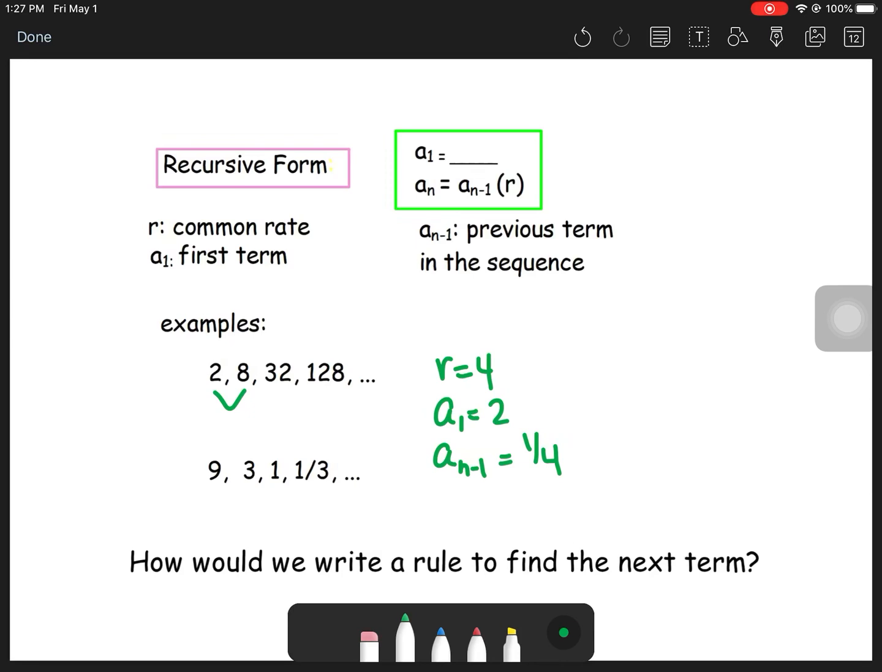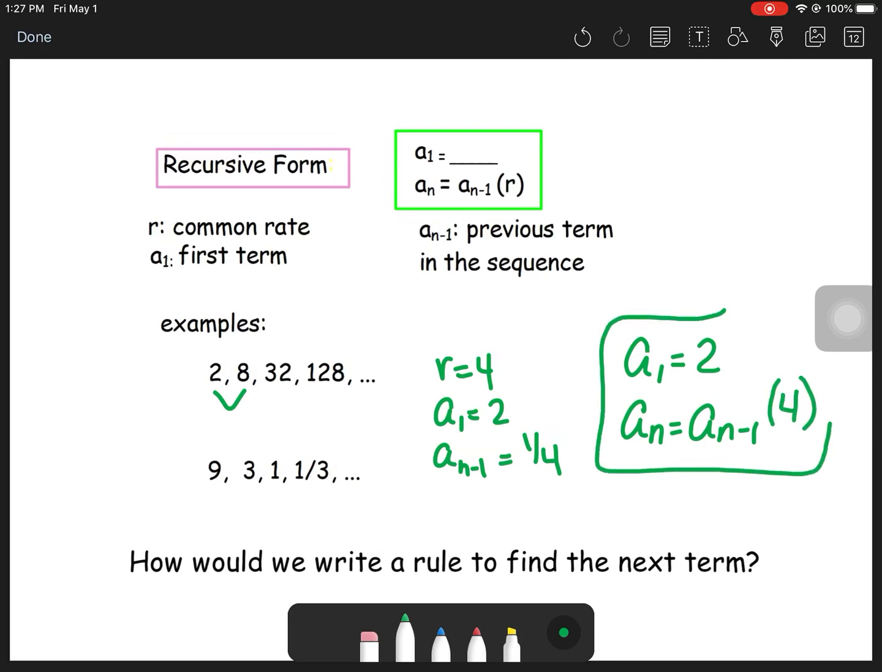But when we're writing the rule, it's pretty straightforward. We just go like this. We say a sub 1 equals 2, and that is required. You must always write the first term. Then all we have to do is write a sub n equals a sub n minus 1 times 4. That means I will always go to the one before and I will multiply by the rate. This is how you write the recursive formula. Now we are not going to need this specific term to write it, so I'm going to erase it. I just wanted to show you how you would find it.